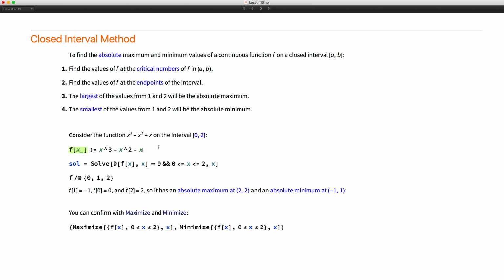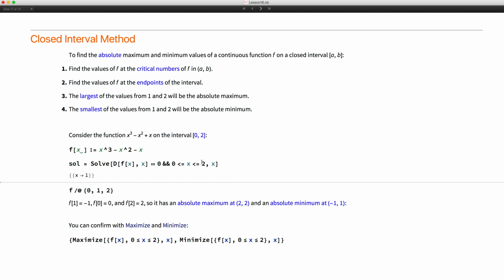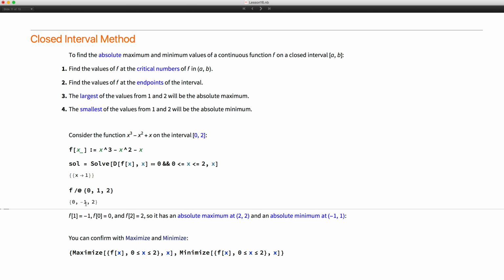So as an example, here's a cubic function. You find the derivative, set it equal to 0, and figure out that 1 is a critical point. Add that 1 to the list 0 and 2. So you've got to look at 0, 1, and 2. So 0 and 2 are the endpoints of the interval. 1 is a critical point, and you find that the minimum value occurs at 1, and the maximum value occurs at 2. So you have an absolute maximum at (2, 2), and you have an absolute minimum at (1, -1).